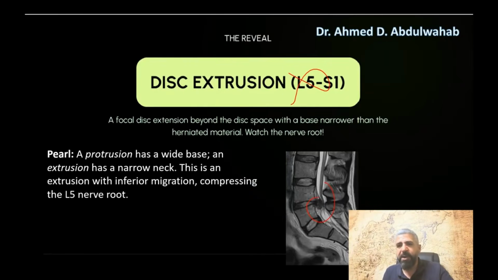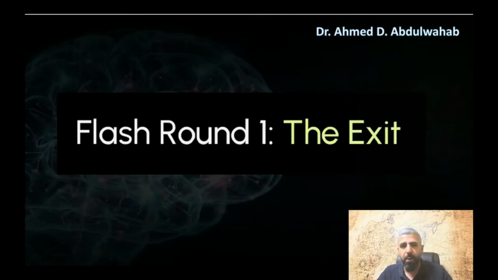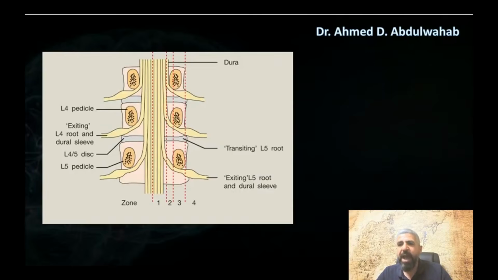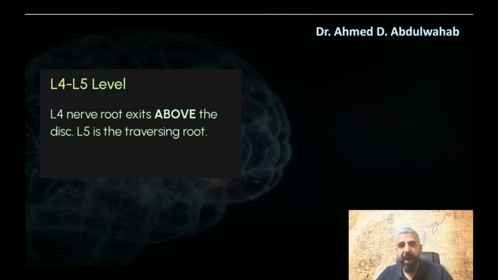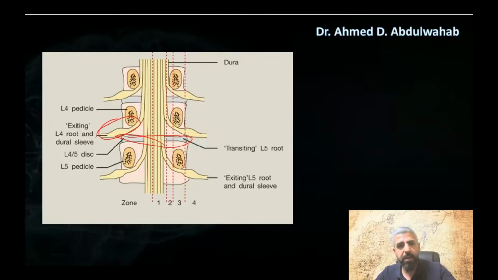Now, are you ready for the flash round? We have flash round number 1. It's called the exit. In the lumbar spine, does the L4 nerve root exit above or below the L4-5 disc? As you can see here, this is the L4-5 disc, and this is the L4 nerve root exiting above the disc. L5 is the traversing root.